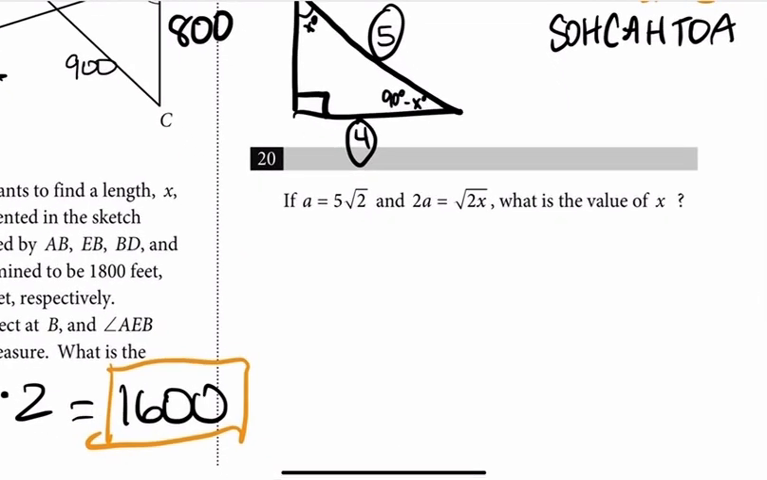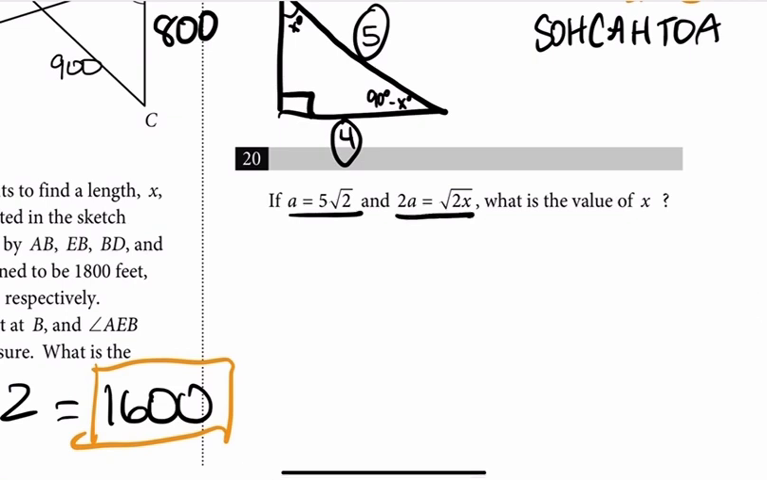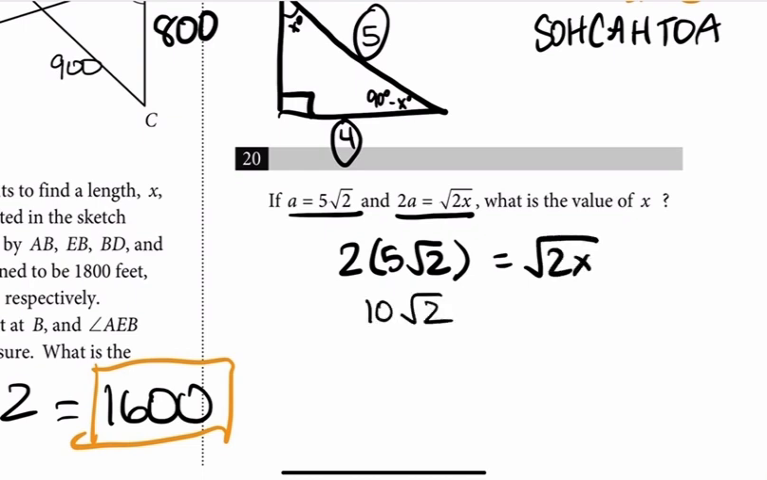Okay. So again, this is a plug and chug question, is what I like to call it. All I'm going to do is plug in A inside of this equation. So 2 times 5 root 2 equals root 2x. So that's going to be 10 root 2 equals root 2x. Whenever you have square roots, it's just easier to cancel them out. So let's square all of these. I'm going to square this, and then I'm going to square this.